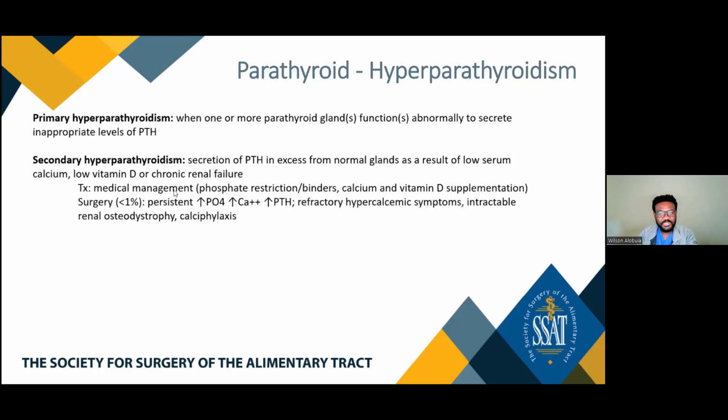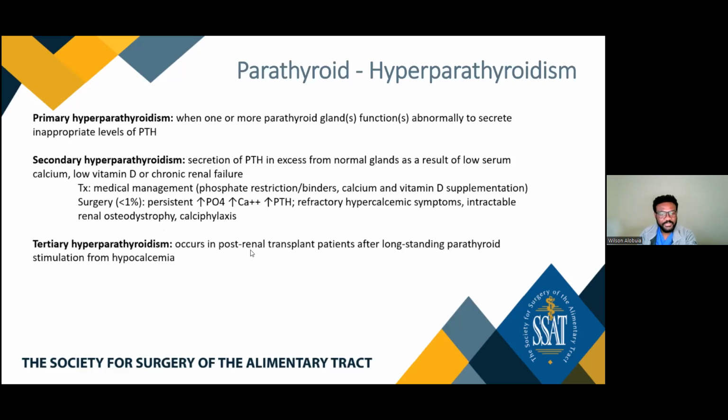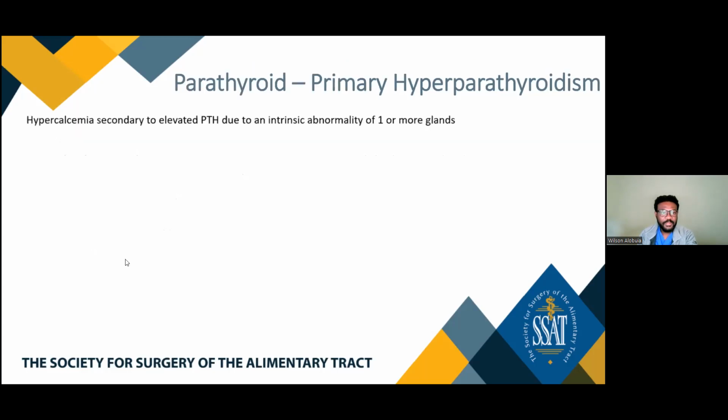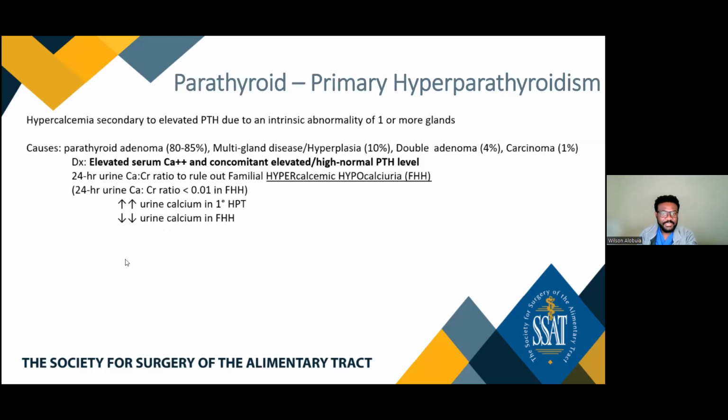And so you treat the underlying problem. So if it's renal failure, you treat the kidney disease. If it's low vitamin D, you give them vitamin D. And then tertiary hyperparathyroidism is what you see in post-renal transplant patients. So we've talked about this a lot.